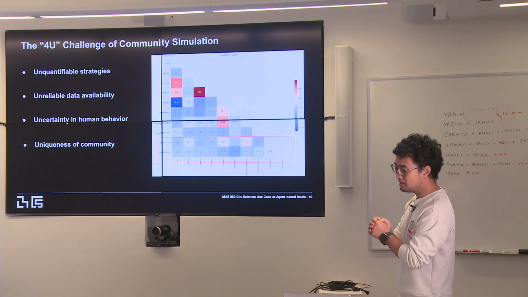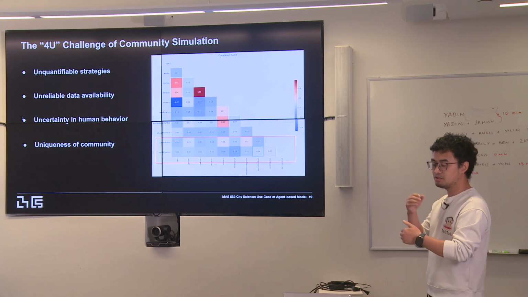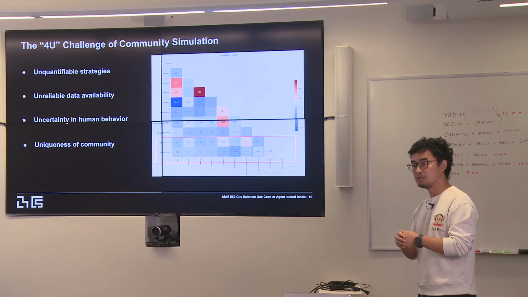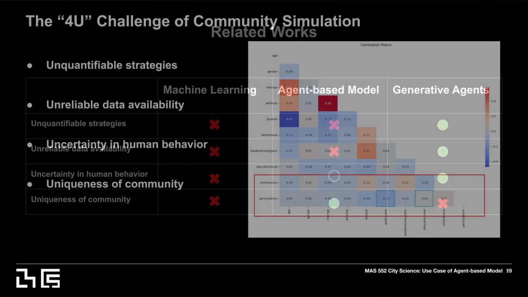And last but not least, uniqueness of community. Unlike the general simulation of human behavior at a city scale, where we don't care about what a particular group of people might do, in a community the study goal is focused on a very small group of people. These 15 people might act totally different from those 100 people. So it is difficult to simulate the uniqueness of different communities.